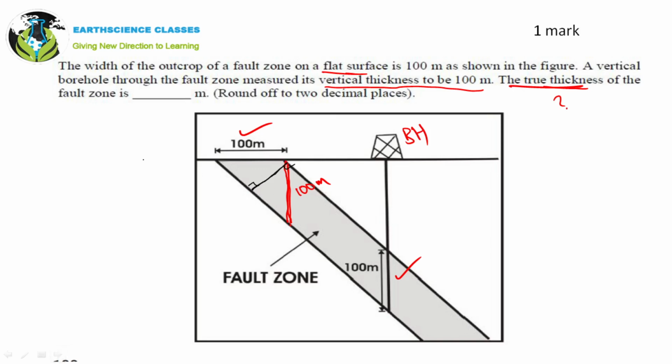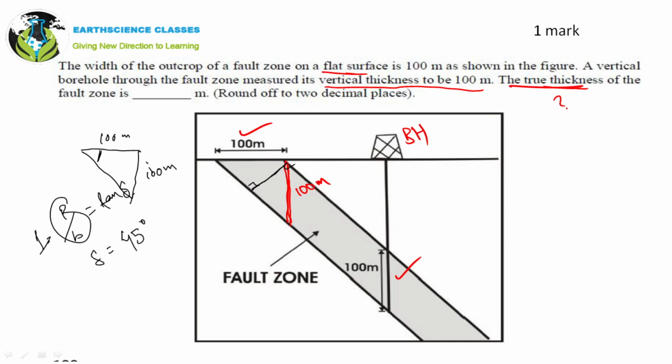What you have? You have 100 meter, which is your horizontal thickness, and 100 meter, which is your vertical thickness. What you can do, you can calculate the dip amount from here. What will be the dip amount? It's P by B, 100 by 100, which is 1. So tan delta is equal to 1, so delta will be 45. So it's 45°.